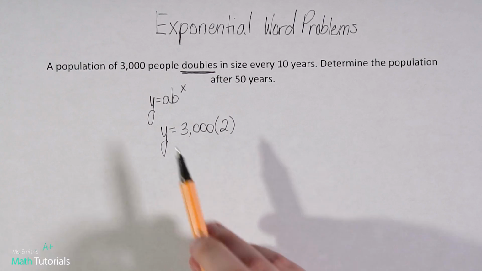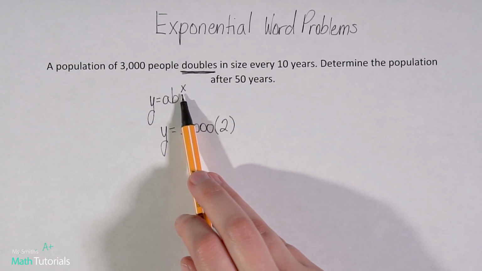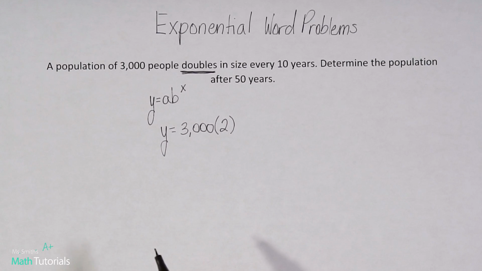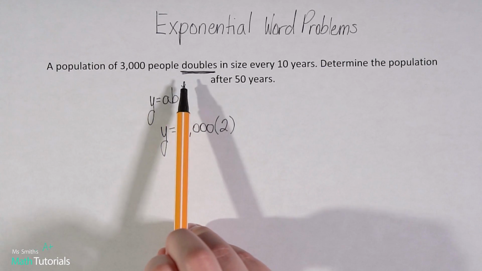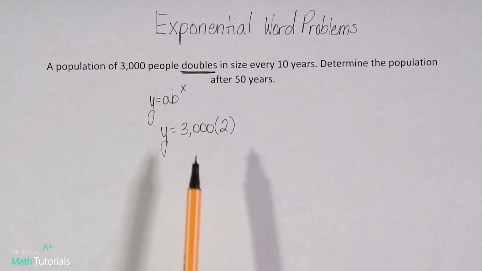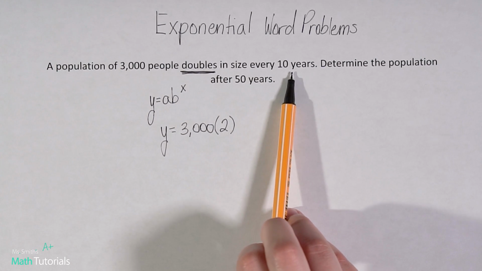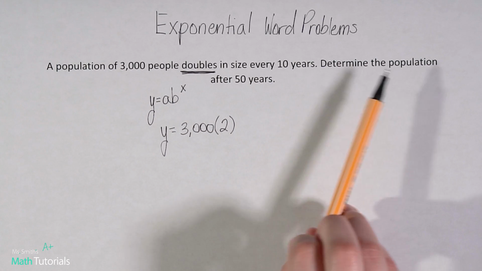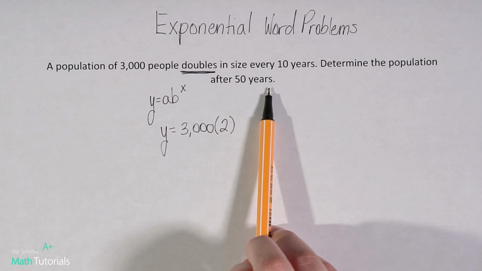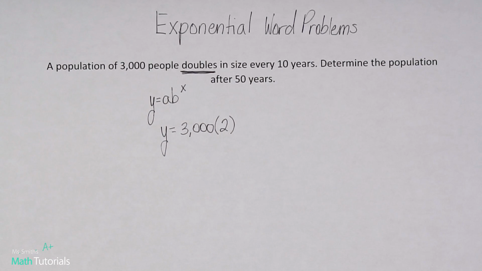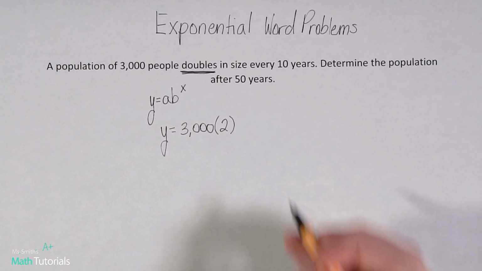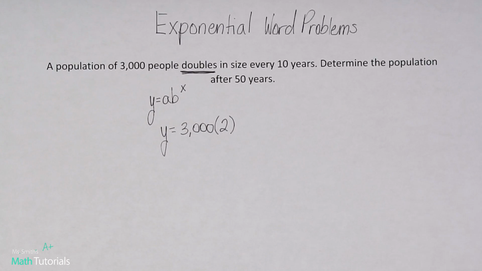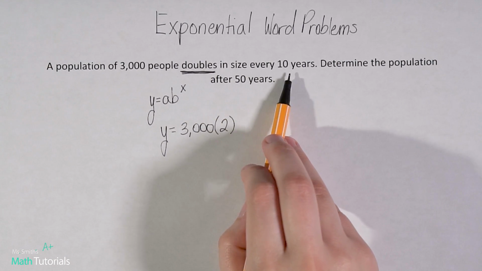Okay, now for my x value, so it says, we got to be real careful here. It's easy to make a mistake. It says a population of 3,000 people doubles in size every 10 years. So determine the population after 50 years. You've got to think of it. I know it's tempting to put, okay, 50. It's 50, right? Because it's 50 years. No. It doubles every 10 years.